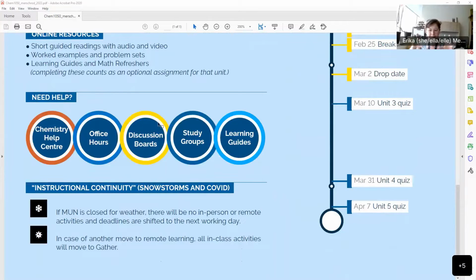And I found that by having them all as the same sized object, they could see them all as equivalent options. So the learning guides that I have on Brightspace are just as useful potentially as office hours or the help center. Those are all valid ways of interacting with the course, and they're all equally accessible.